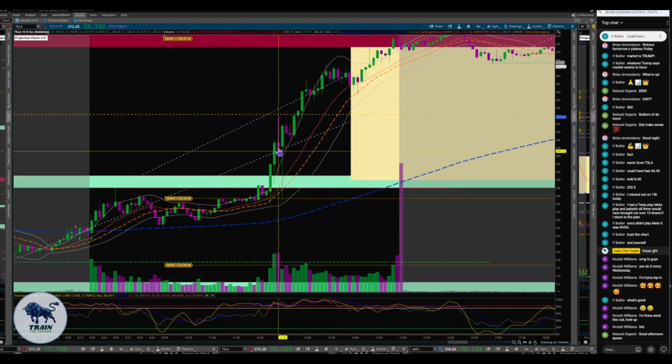And just think, if you got in right there, in that first green candle, and you put your stop right there, and it did touch it. How many people came down and stomped out right there?